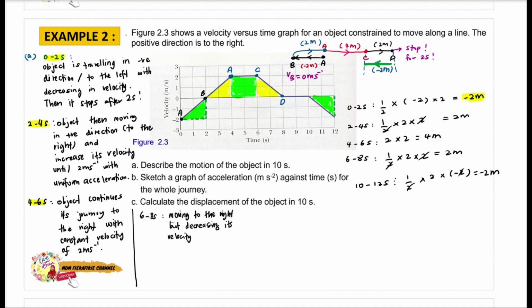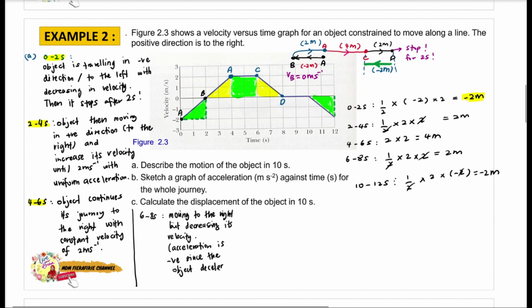If we calculate the gradient of the graph, we can get the acceleration, and the value of the acceleration is negative, because the velocity is decreasing and the object is still moving to the right, in the positive direction. So, decreasing its velocity, you can say that the acceleration is negative, since the object decelerates. This is an additional note for you.